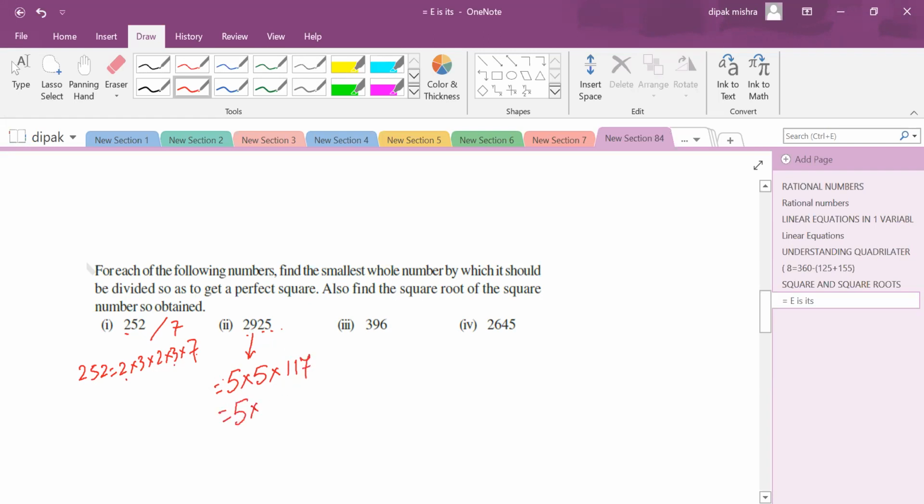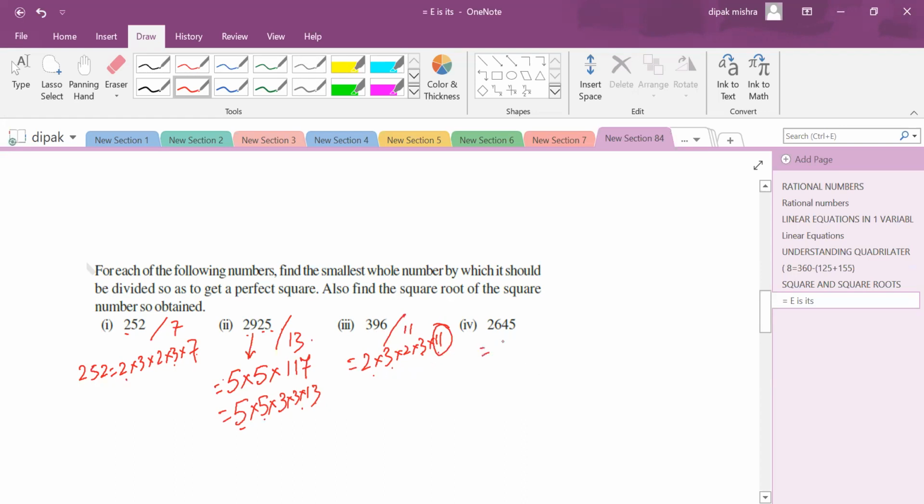So it'll be 5 into 5 into 7, and 17 converted as 3 into 3 into 13. So if we divide, now pairs of 5s and 3s are there, but 13 is alone, so you have to divide it by 13 to get a perfect square. Now again 396, this converted as 2 into 3 into 2 into 3 into 11. Now pairs of 2s and 3s are already there, but 11 is alone, so you have to divide it by 11 to get a perfect square, because then you will be free of 11.